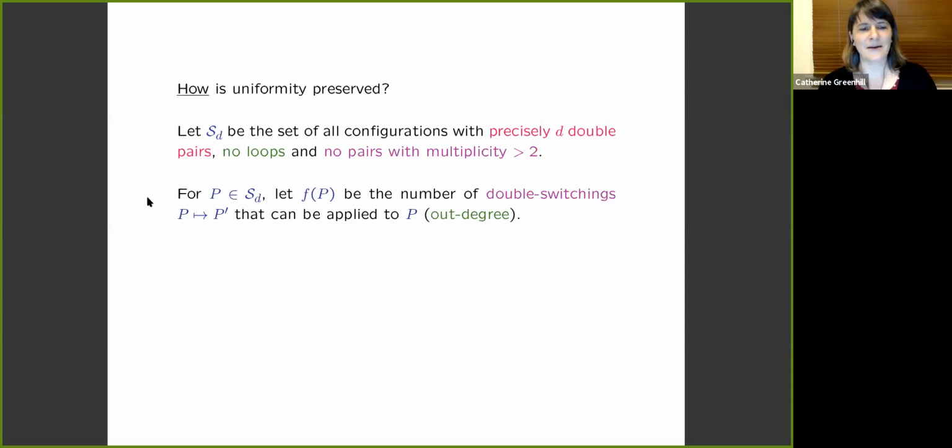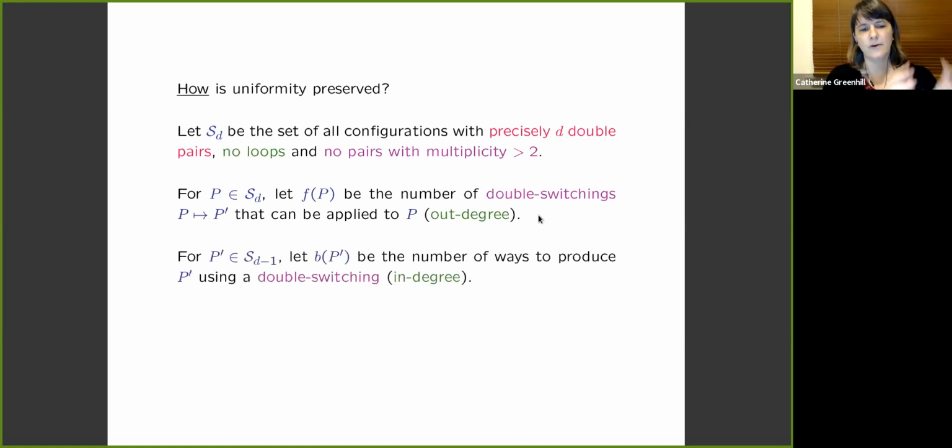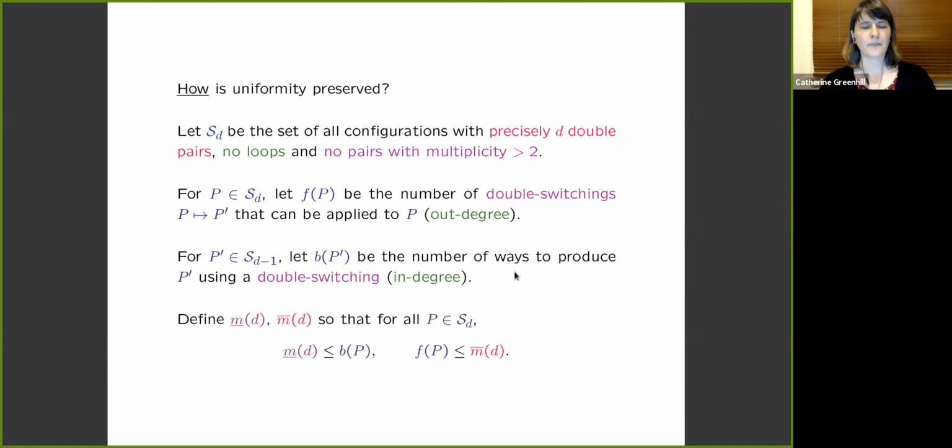So anyway, for a given configuration P with D doubles, we let f(P) be the number of double removal switchings that can be applied to P, which is like its out degree in the big bipartite graph. And for any P' in S_{D-1}, b(P') is the number of ways that you can produce P' using a double removing switching. So that's like the in degree. For every element of S_D, we also need an upper bound on its out degree and a lower bound on its in degree.